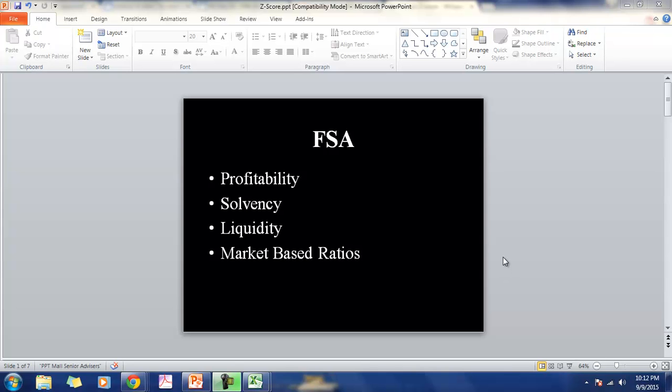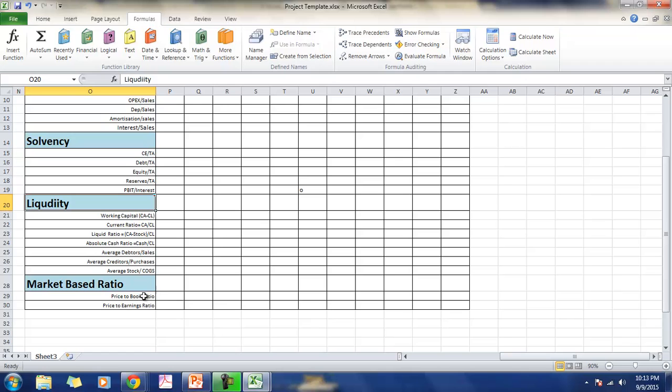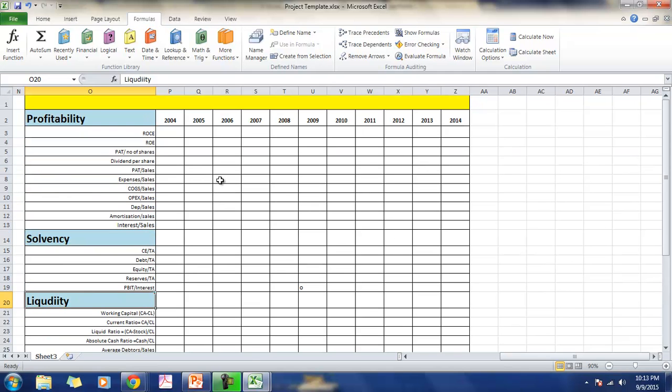Hello. So by now you might have undertaken quite a comprehensive financial statement analysis of different companies using profitability, solvency, liquidity and some market-based ratios. You might have calculated several ratios under profitability, under solvency, liquidity and market ratios like price to book and price to earnings. And using these ratios, it is possible to understand the financial health or the strength of the company.